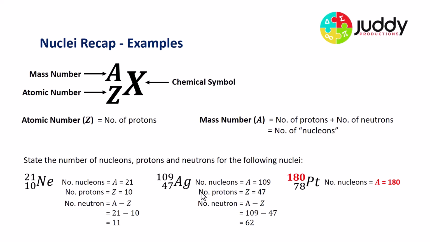So the number of nucleons, again, is the mass number A, and that represents, in this case, 180 as shown in red. The number of protons is the atomic number Z, and that represents 78, in this case, shown in green. And the number of neutrons is the difference between the mass number A and the atomic number Z. So in this case, it's 180 take 78. This equates to the number of neutrons being 102.